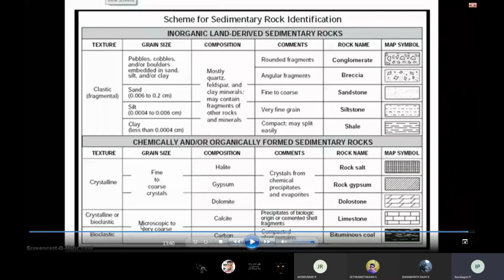Then here, whether the grain sizes are microscopic to very coarse, it will have a biological origin of calcite or carbon. Then it will be categorized as limestone and bituminous coal. Bituminous coal means it has dead decaying plant material which has been preserved. So here we have seen sedimentary rock identification based on inorganic and organic origin by way of texture, grain size, and composition.